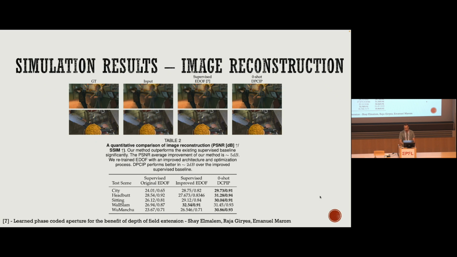Also, for the reconstruction of the all-in-focus image, we compare ourselves to another previous work that used the same imaging system and the same training scheme, and you can see that we produce much sharper images over the hand and on the floor. You can see it much more clearly. Since this was an old work, we even tried to improve it and introduce a new architecture and a new optimization technique. We improved greatly over the original baseline, but still, our zero-shot method outperformed it as well.